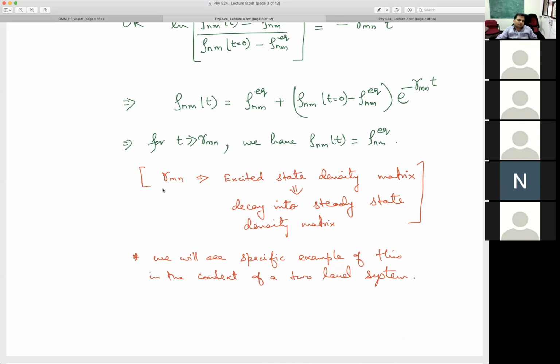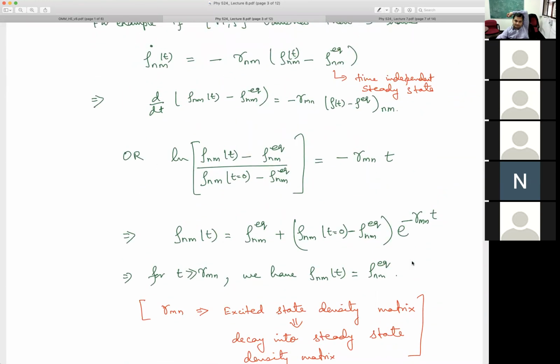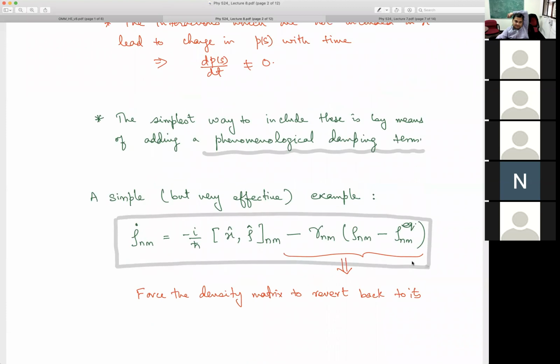So in some sense, what does this gamma mn do? Gamma mn took the excited state density matrix rho nm at t equal to 0. At t equal to 0, I switched off the perturbation, let's say, and it made it decay because of this factor e to the power minus gamma mn t. So it made it decay into the steady state density matrix. And that is why this term is called the damping term. So I took the excited state and made it decay to the steady state matrix, basically. And we will see a specific example of this kind of thing in the context of two level systems. Questions here?